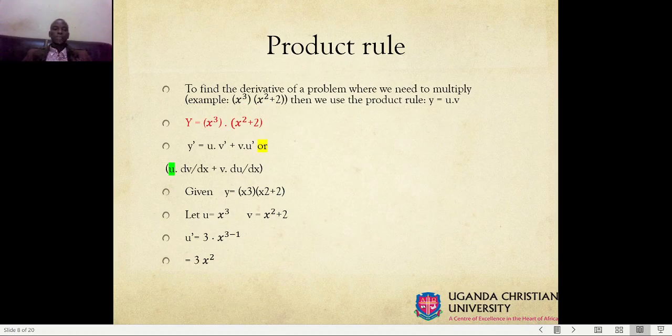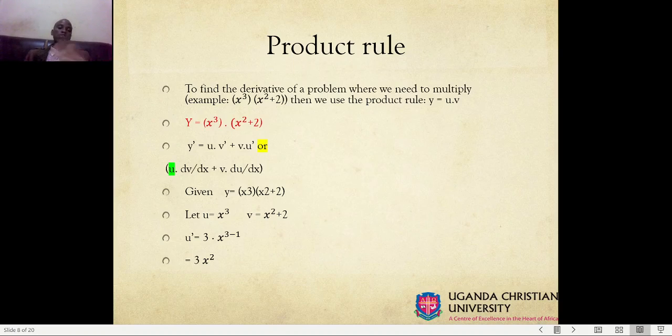Now we have the product rule. To find the derivative of a problem where we need to multiply, for example, x cubed times x squared plus 2, we use the product rule, where y is equivalent to u times v. We are assuming the first function is u and the second function is v. So we use this when we are multiplying functions. You have the first function x to the power 3 multiplying through the second function, which is x squared plus 2.